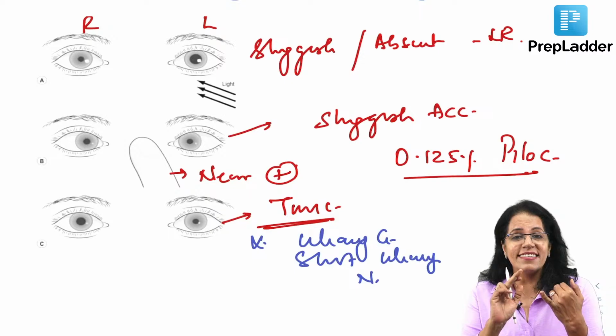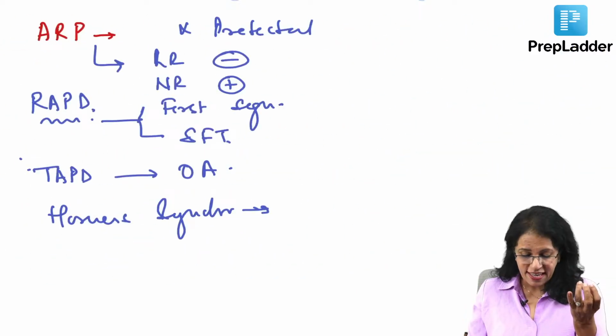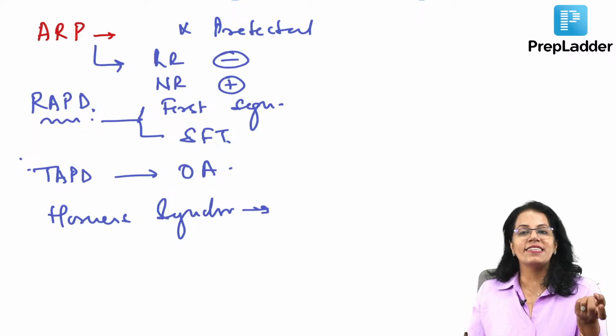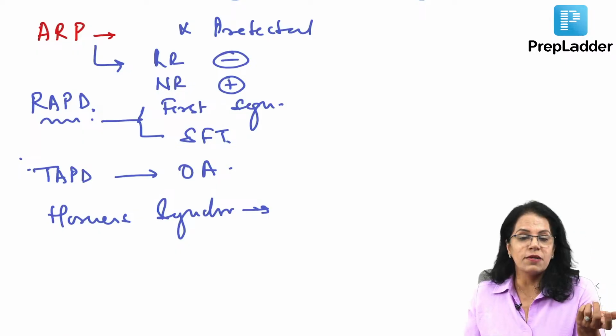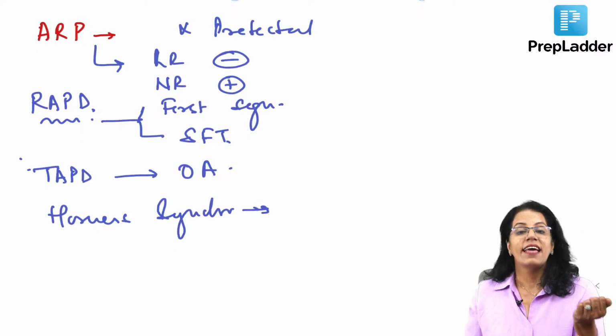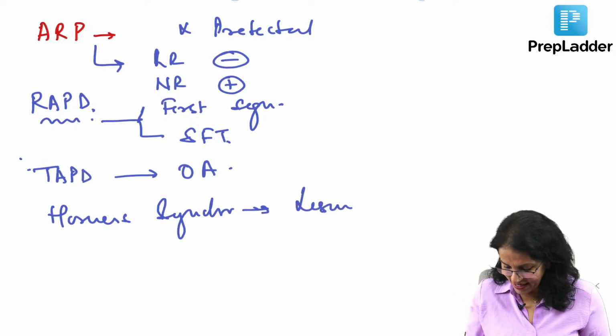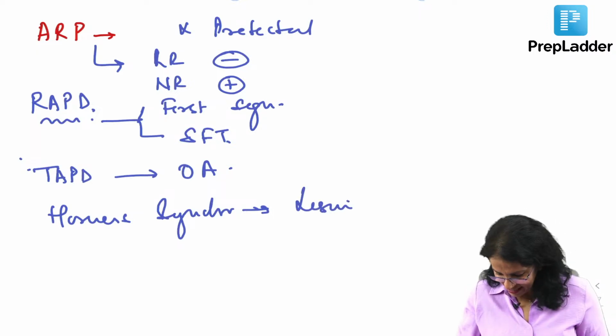Holmes-Adie is a lesion in the ciliary ganglion, short ciliary nerves. Then ARP is a lesion in the pretectal area. We talk about RAPD where there is a lesion in the optic nerve. RAPD again is due to optic atrophy, and a lesion in the sympathetic chain is what is Horner's syndrome. Okay? If something was wrong, here is the correction.